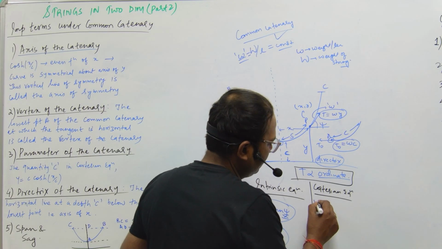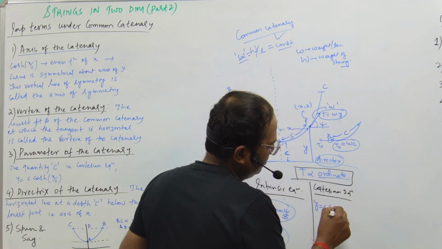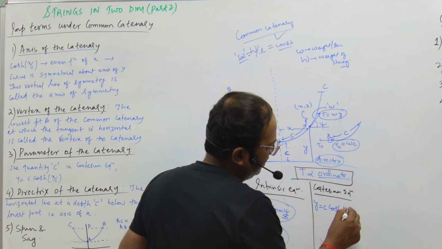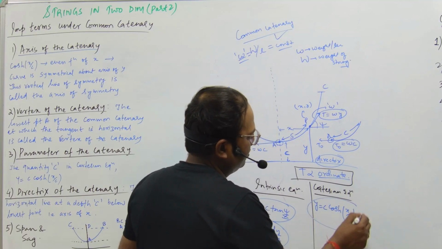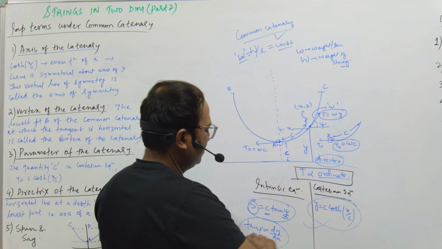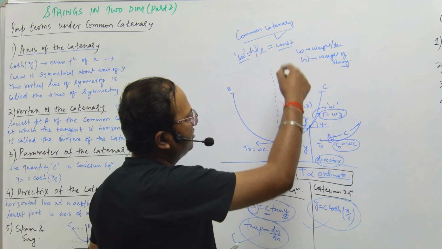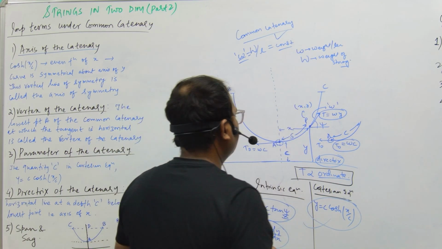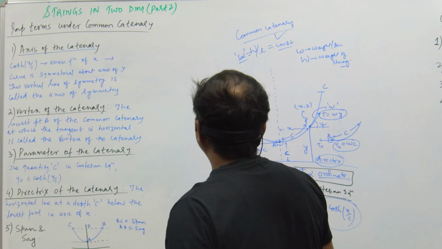The Cartesian equation is y equals c cosh of x upon c. This is the Cartesian equation, and the earlier one is the intrinsic equation. We discussed all this in the previous lecture. Now let us proceed further with the important terms under the common catenary.